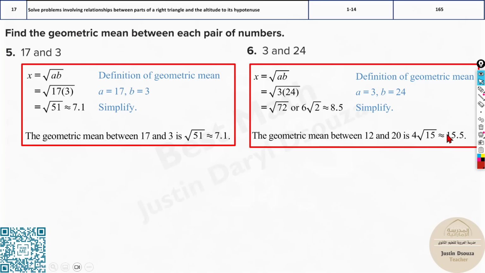This is an error over here. They have told some other values. It's for 12 and 20. That is the answer. This is the correct answer over here. 3 and 24 is 8.5.